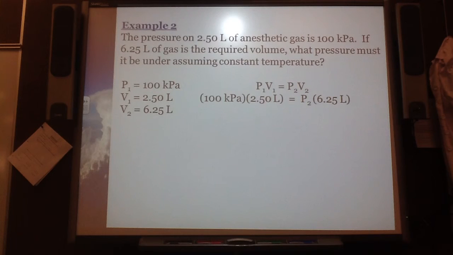So we'll have 100 kPa multiplied by 2.5 liters, all divided by 6.25 liters, and that will give us our pressure. So the answer, you get 40 kPa, 40.02 sig digs. So that is Boyle's Law. So now what we're going to do is we're going to leave Boyle's Law, and move on to Charles' Law.